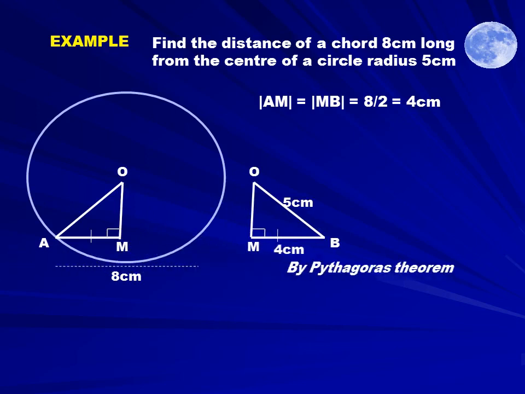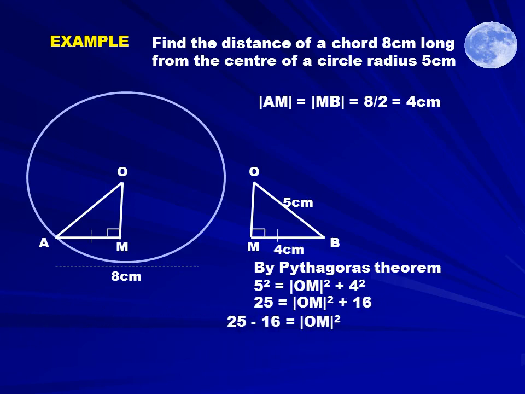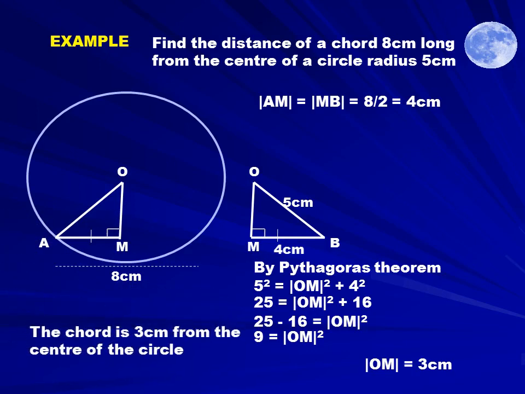Now we can separate this diagram. So that's 4. Now we can use Pythagoras theorem to find the distance from O to M. So the square of the hypotenuse equals the sum of the squares of the other two sides. So by the time we simplify, we get OM as 3 centimeters. So that's the distance from the center to the chord, okay?